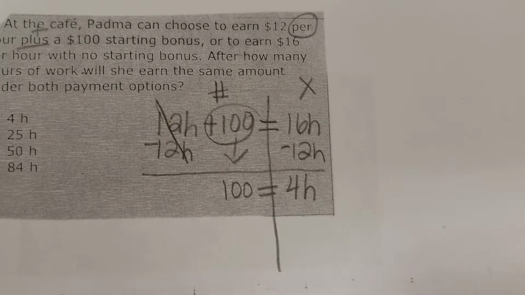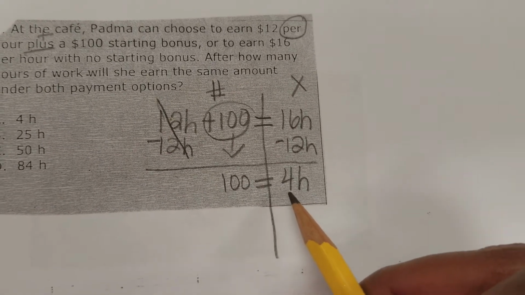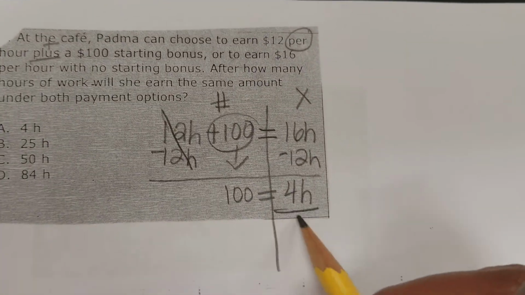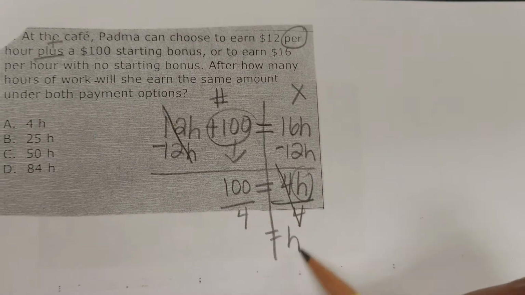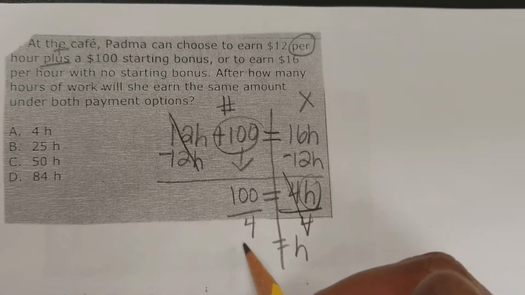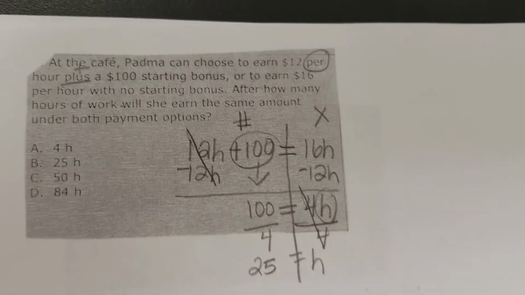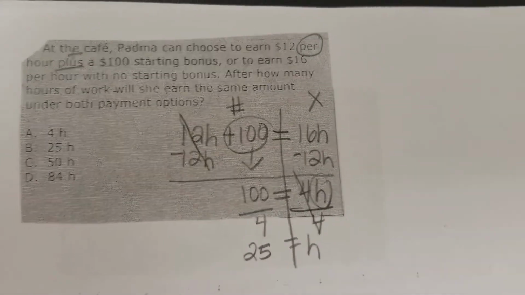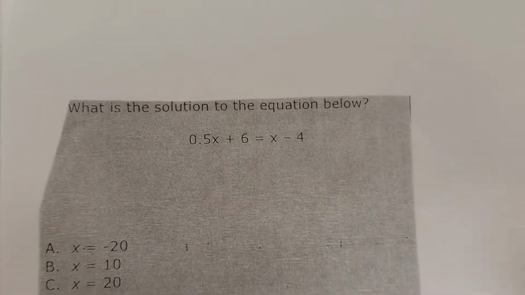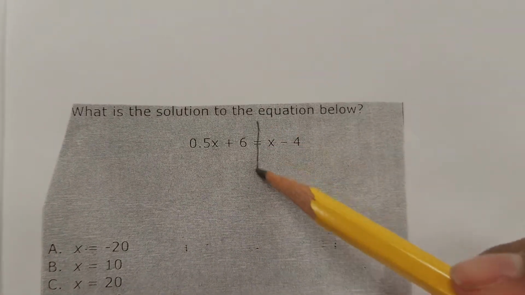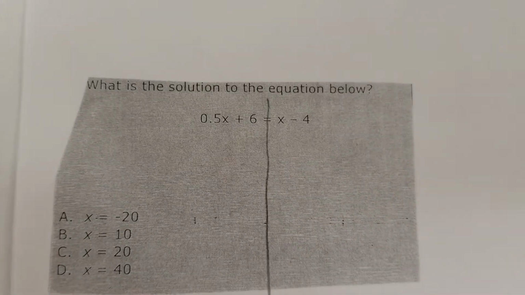Okay, last step. Inverse operations. We know this is multiplying. The opposite of multiplying is dividing. Divide both sides. I'm left with H over here on this side. And 100 divided by 4 gives me 25. Okay. So now, I'm going to pause, and I want you to try that one on your own.